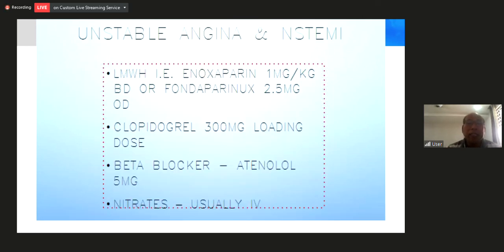So if you think this patient is a case of non-STEMI or unstable angina, depending on the biochemical markers just now, then you can decide whether you want to give enoxaparin or fondaparinux, and then you can give clopidogrel, beta blocker, and nitrate. There is no thrombolytic therapy or primary percutaneous intervention, but in the case of high-risk unstable angina or non-STEMI, we do early percutaneous intervention. Okay. Next slide.